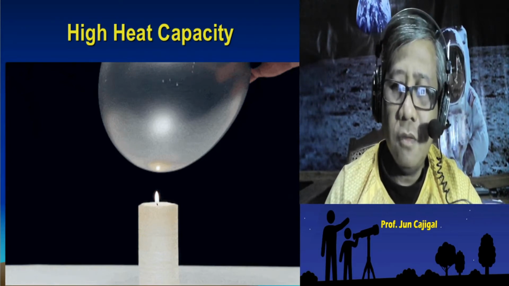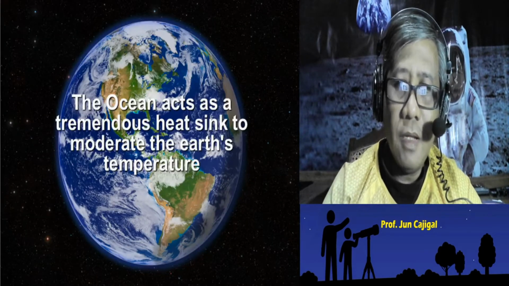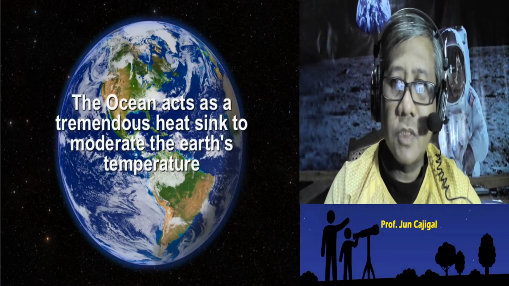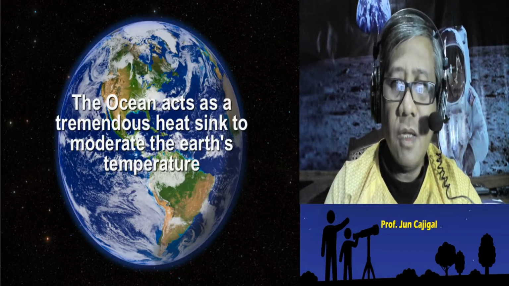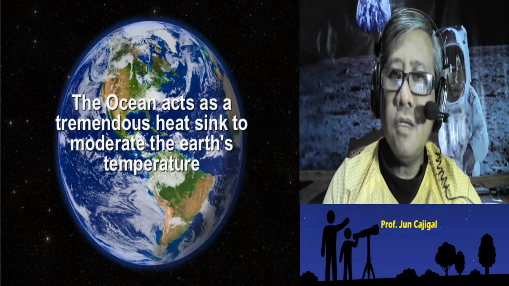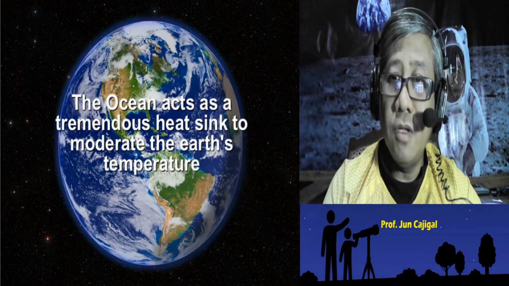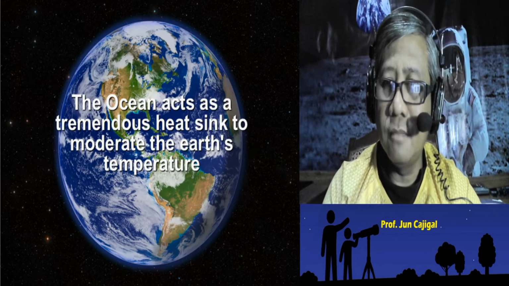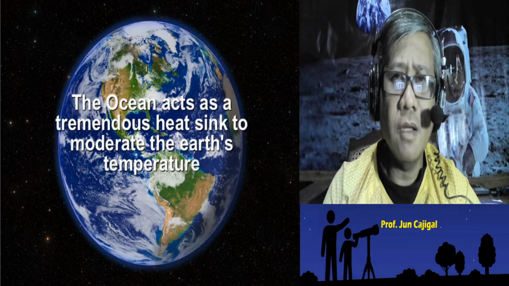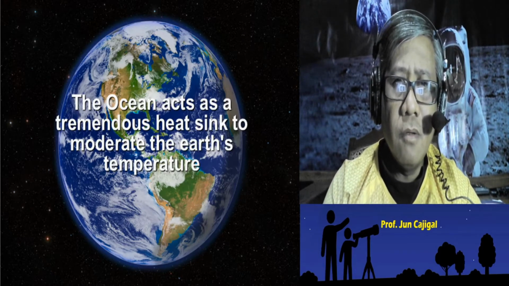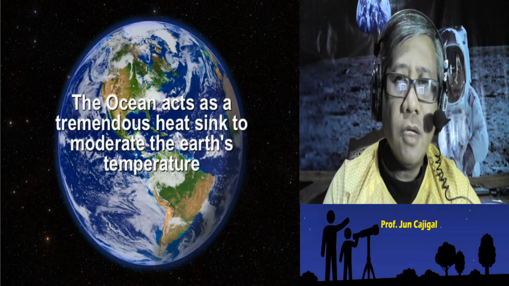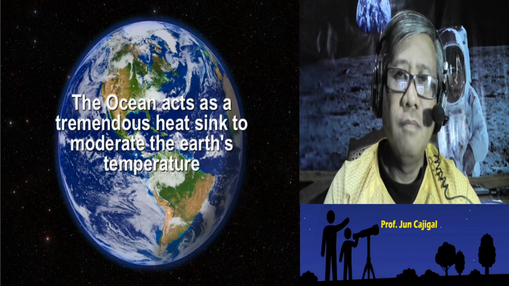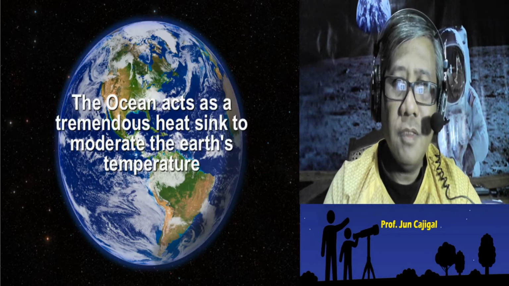Anong importance nito? Now, remember that our planet is composed of about 70% water. Okay? So, our oceans, they act as a heat sink to moderate Earth's temperature. So, just think about it. Our Earth is 93 million miles away from the sun. So, malapit tayo sa araw. Okay? Now, water absorbs the heat from the sun to moderate our temperature. So, can you imagine kung wala tayong tubig? Diba? We would burn up kasi malapit tayo sa sun.